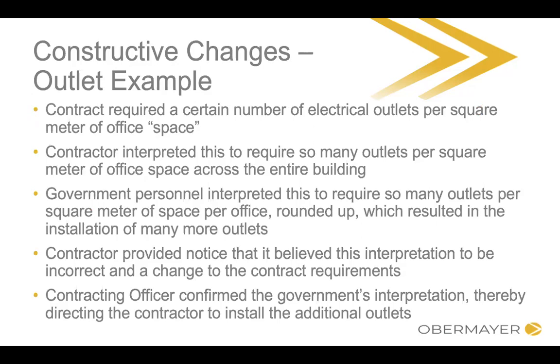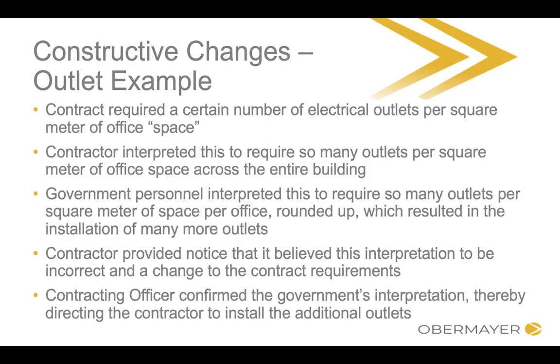Let's take a look at another example. This has more to do with the interpretation of a contract. This was a contract for one of my colleagues' clients. The contract required a certain amount of electrical outlets per square meter of office space. The contractor interpreted this to require X amount of outlets per square meter of office space across the entire building, averaged out. Government personnel, however, said no, that's not the way I interpret it. I interpret it as so many outlets per square meter per office space, and if it's an unround number, you have to round that up further.